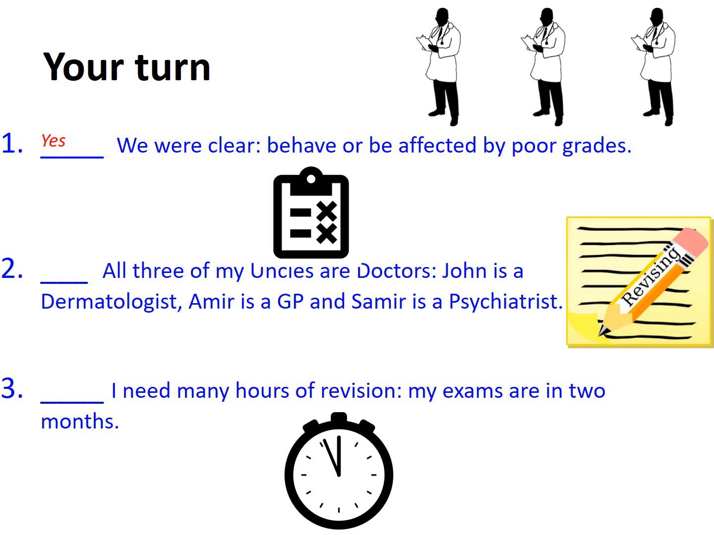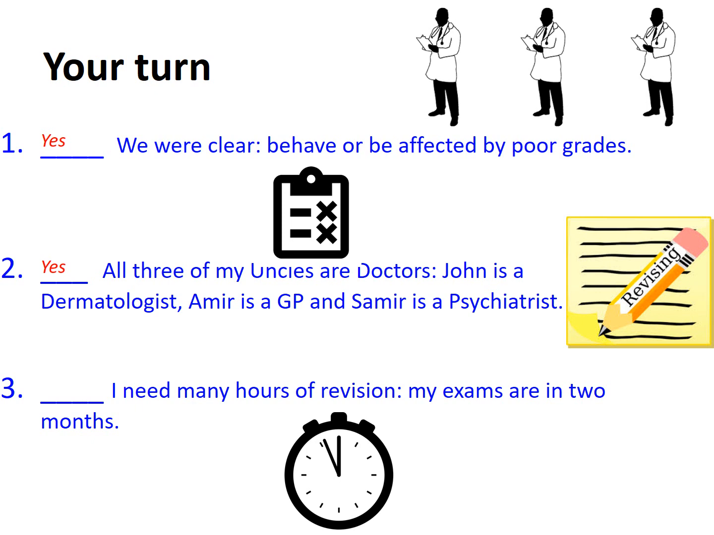Number 2. All 3 of my uncles are doctors: John is a dermatologist, Amir is a GP, and Samir is a psychiatrist. This is grammatically correct also. What you can see is that because I'm naming a specific person, there is automatically a capital letter for John. But if I had 3 statements that were following the colon, I could put a full stop between them. But because I'm just listing their jobs, it fits in one sentence fine. So commas are correct here.